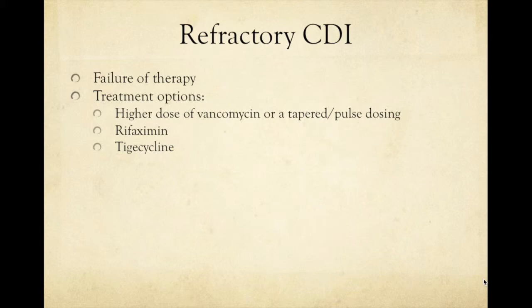So, refractory C. diff infections. This basically presents when a patient's been treated for the occurrence of an infection, but the treatment actually fails. At this point, if the treatment that was initially administered isn't doing what it needs to be doing, they try to go with higher doses of vancomycin and again try what they call a tapered pulse dose regimen. Other options can include rifaximin or tigecycline.